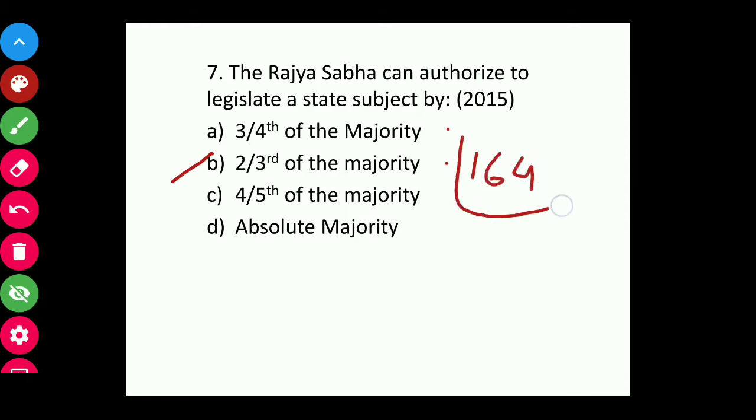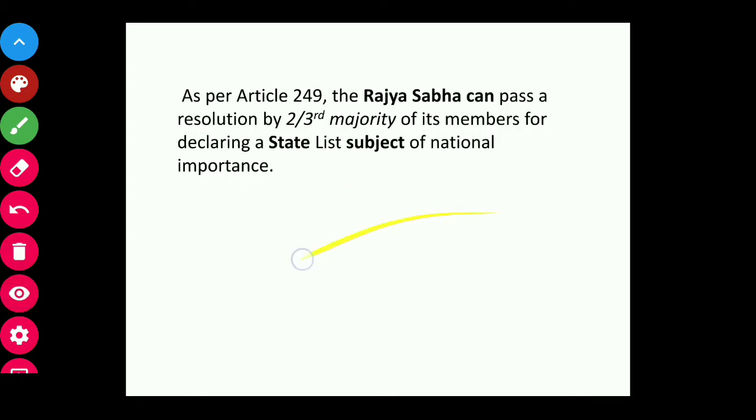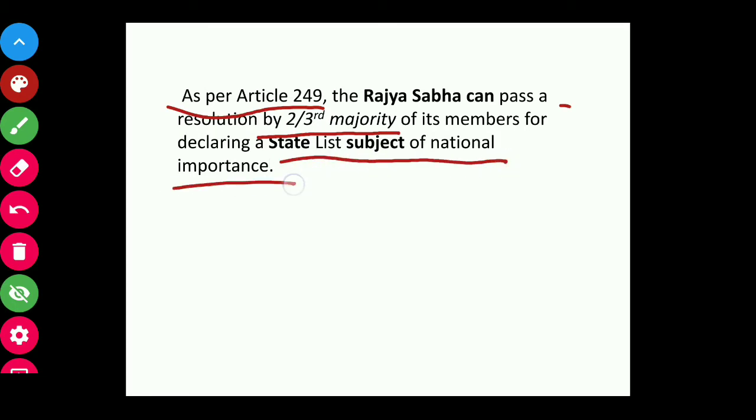164 members. If 164 members voted yes, then they can legislate a state subject. As per Article 249, the Rajya Sabha can pass a resolution by 2/3 majority of its members for declaring a state list subject of national importance.